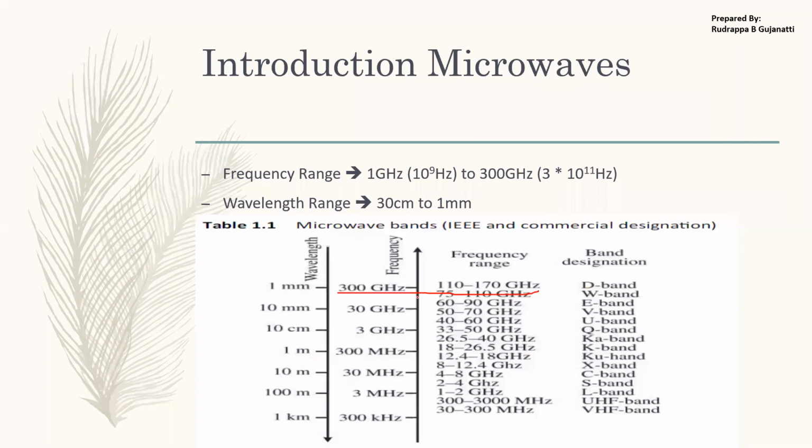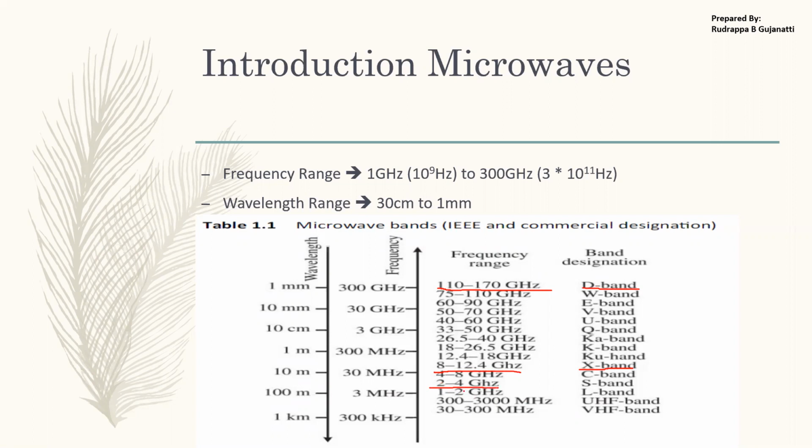This frequency range will be named by different bands. Every now and then you might come across these terms, in which band the microwave device is working. If it is working in the 110 to 170 gigahertz range, it is in the D band. Now in our lab we make use of 8 to 10 gigahertz. So 8 to 12 gigahertz falls in the X band. And we have another microwave source which operates in the range of 2 to 3 gigahertz.